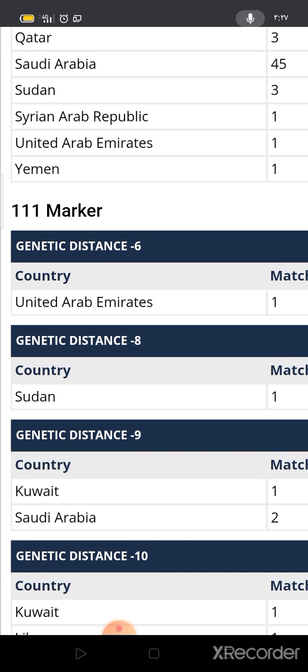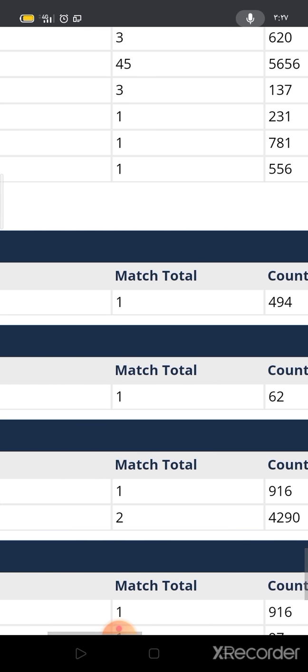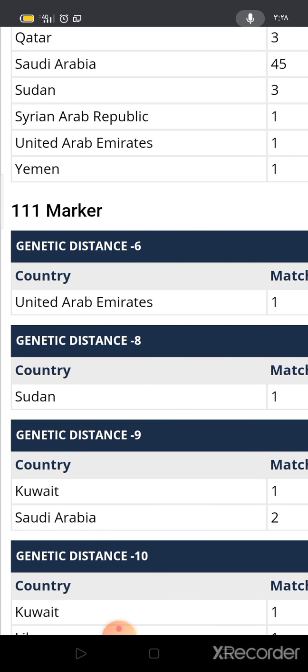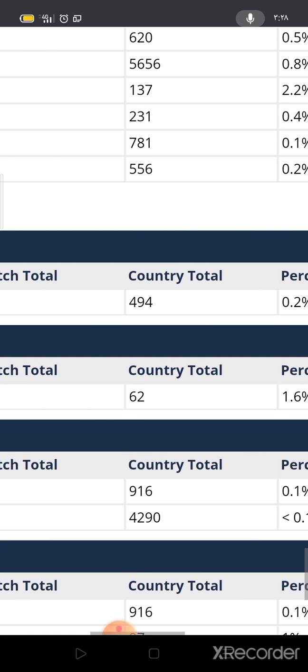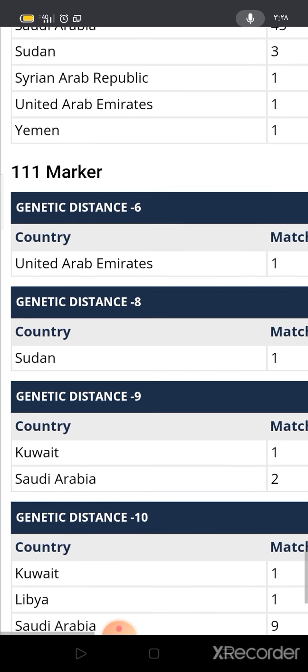111 markers now. 6 differences in 111 markers. He is the closest to me. He has 6 genetic differences with me. 6 markers are different among the 111 markers. One from Emirates. He's a Sudanese resident. I know him. He's not Emirati, but he worked in the United Emirates. That shows me the number of people from Emirates who did the 111-marker test: 494 people from the United Arab Emirates.